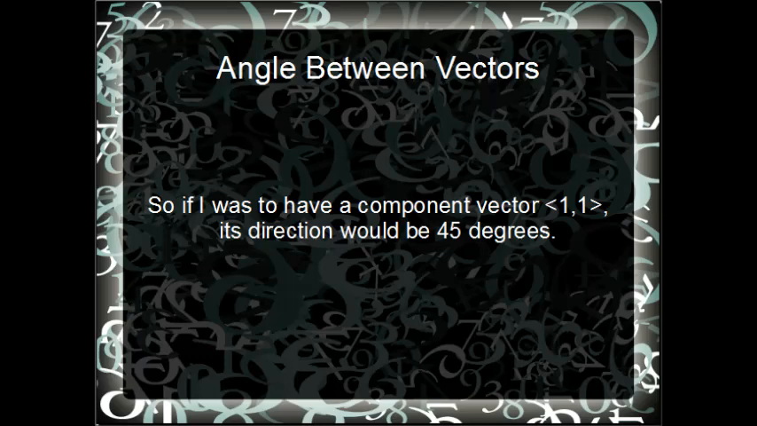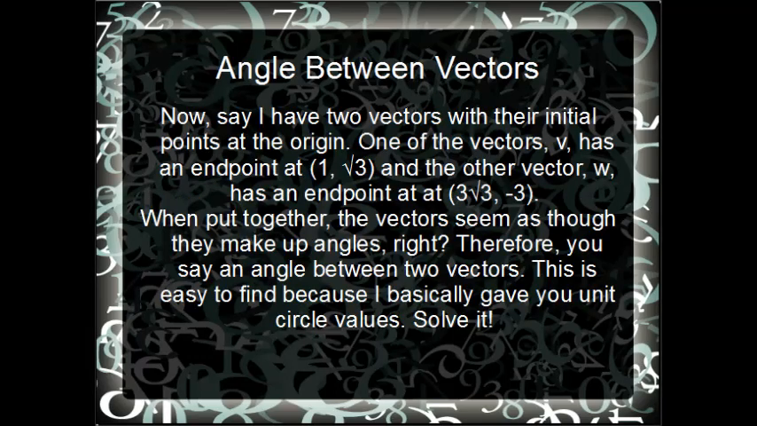So, say I have a component vector 1, 1. Its direction would be 45 degrees or pi over 4 in radians. Now, say that I have two vectors that start at the origin. One of the vectors v has an endpoint at 1, 3, and the other vector w has an endpoint at 3 root 3, negative 3. When we put those two vectors together, we get an angle. So it is our job in this lesson to find out what the angle is.